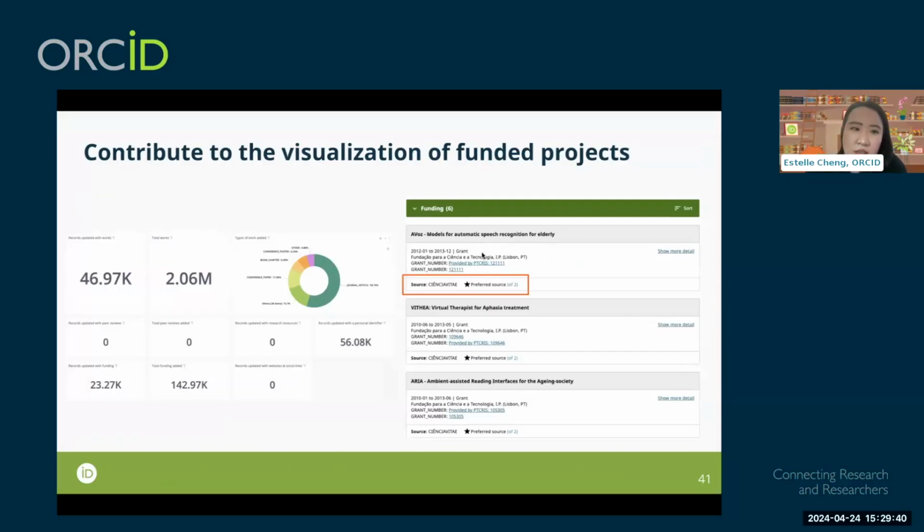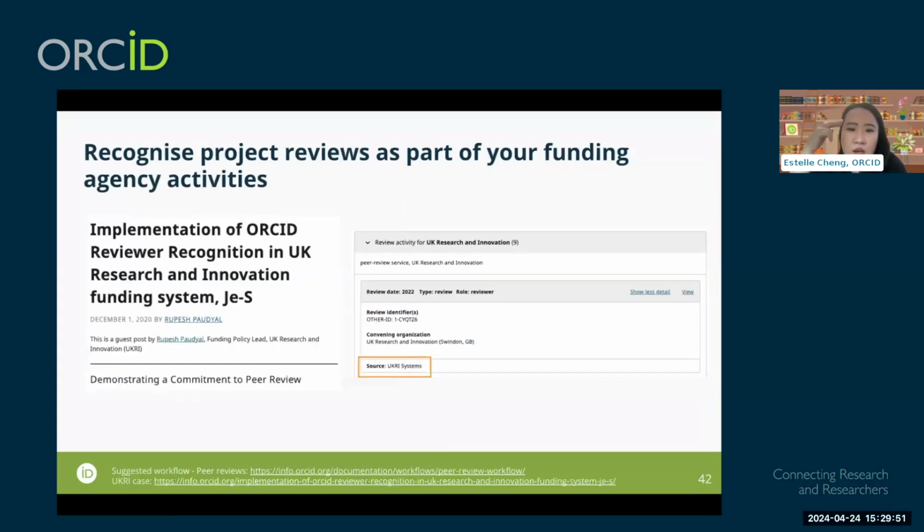So this is a good example I want to share with you today in terms of how funders integrate with ORCID and why. Again, this is about funding, the UKRI system in the UK. When you apply for funding, you need reviewers to review the funding application, to ensure the grants are granted to the most appropriate grantee.